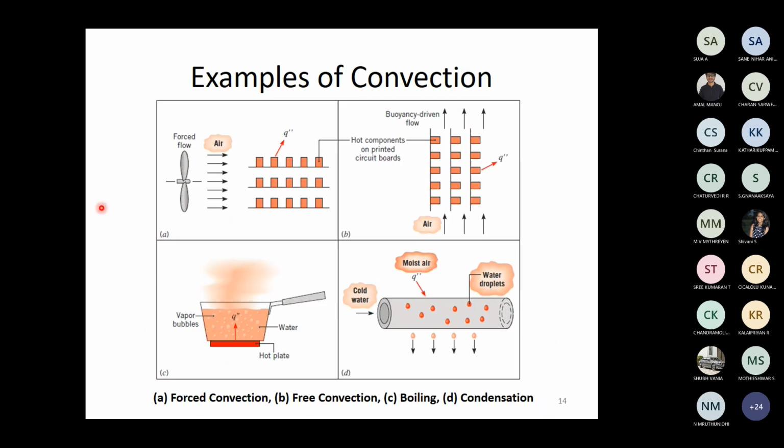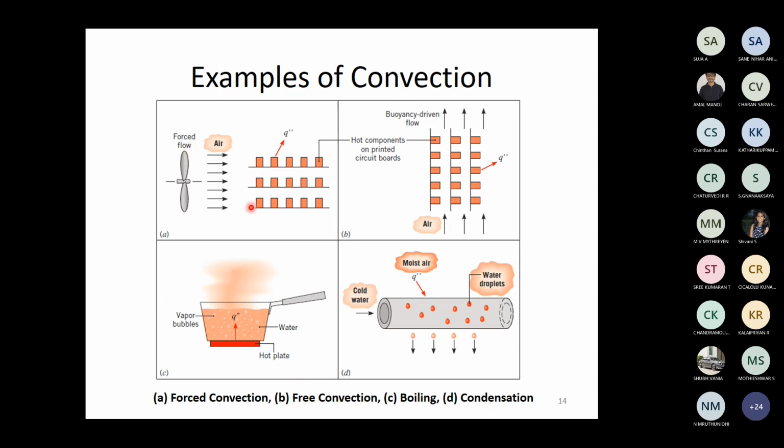Here you see some examples of convection. This is some kind of an electronic circuit, let us say a printed circuit board, and here a fan is included to force air to flow over the surface. All these electronic components release heat due to the processing, so that heat has to be removed. Otherwise, if the heat accumulates here, the temperature of this circuit board and the electronic components will increase, which is not good for performance. Therefore, this heat has to be removed.